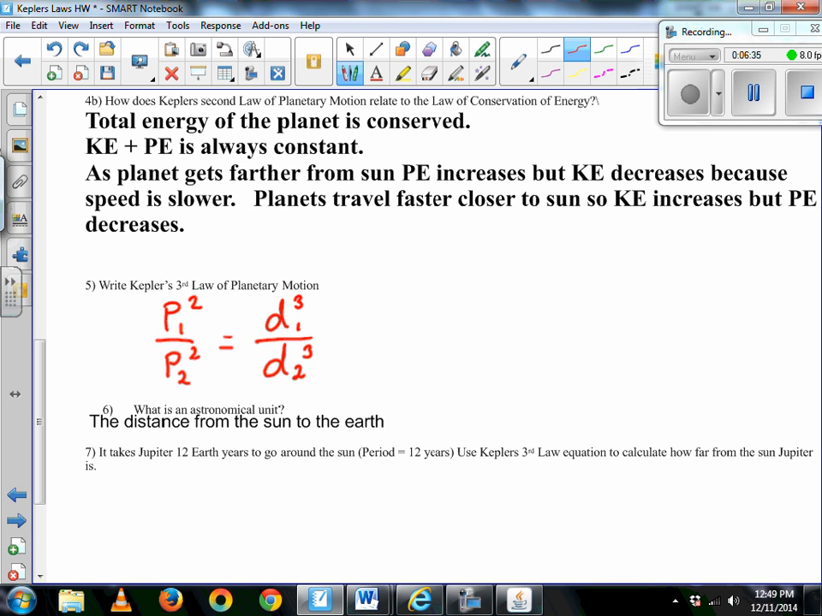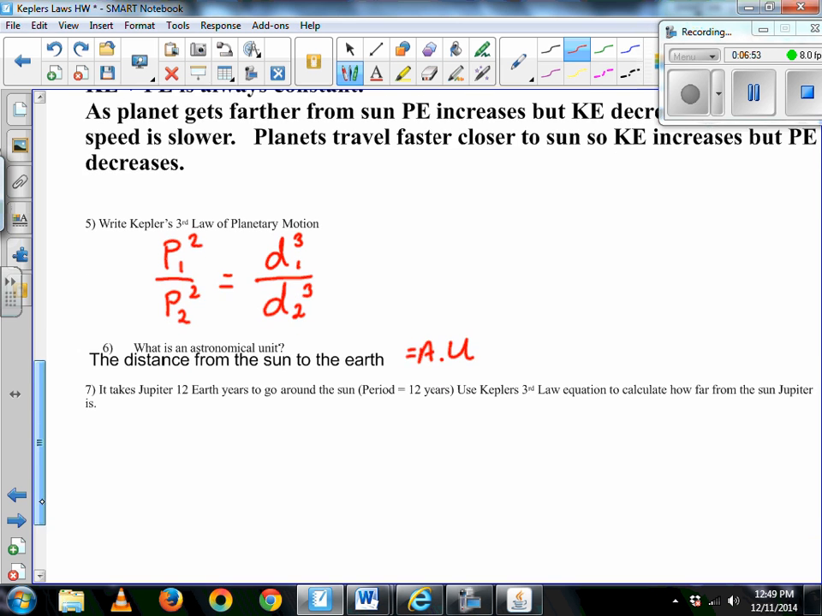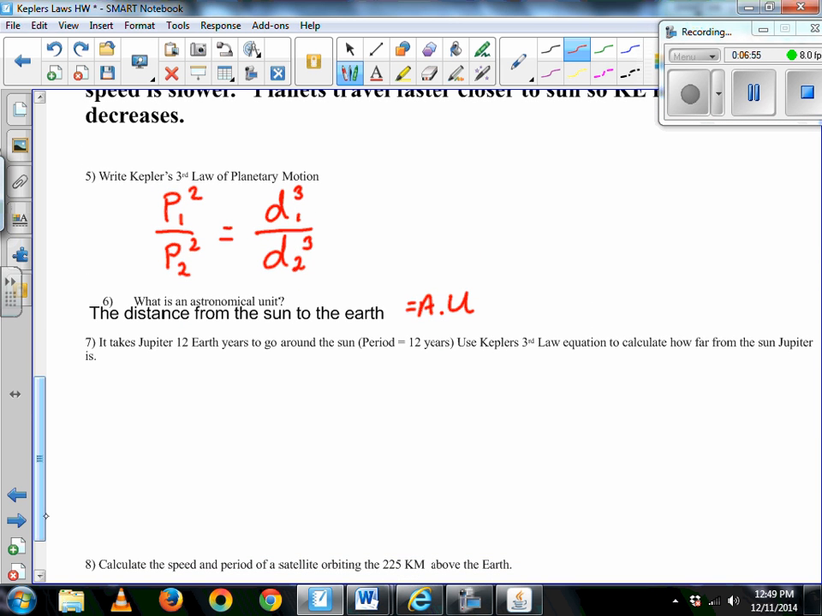And to make the distances easy, rather, we're doing number 6. We're going to use what we call astronomical units. An astronomical unit, or an AU, is the distance from the sun to the earth. So 1 AU equals the distance from the sun to the earth. And we're going to use AUs in these formulas instead of actual meters. Just makes it easy. So let's do this next one here.